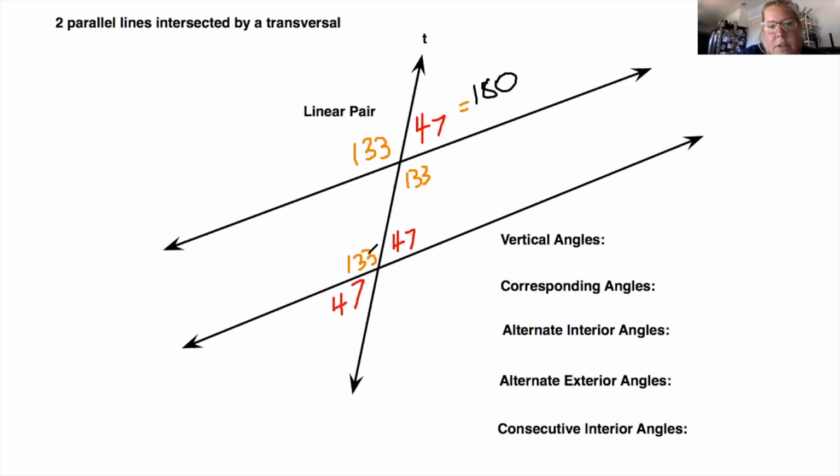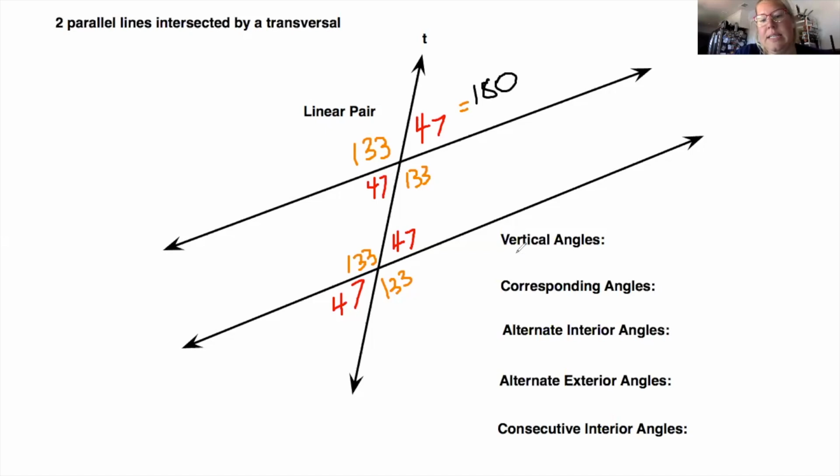Similarly, these are vertical angles. So if this angle equals 133, this angle equals 133. And if this angle equals 47, the alternate interior angle across is going to equal 47. So notice how we were able to figure out all the angles, whether it was corresponding, alternate interior, vertical, or alternate exterior, okay? We could have done it lots of different ways, okay?